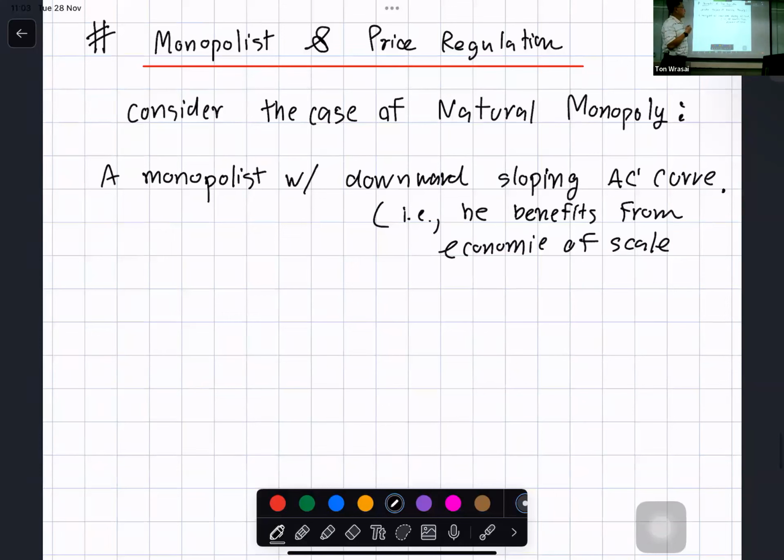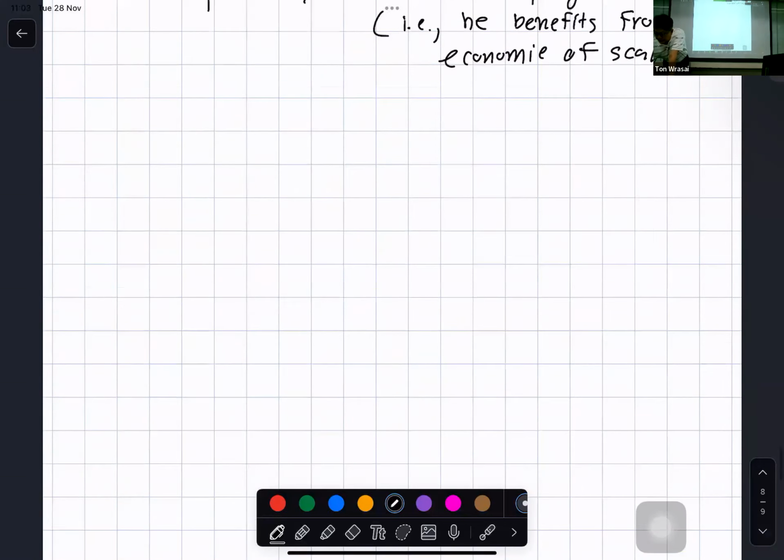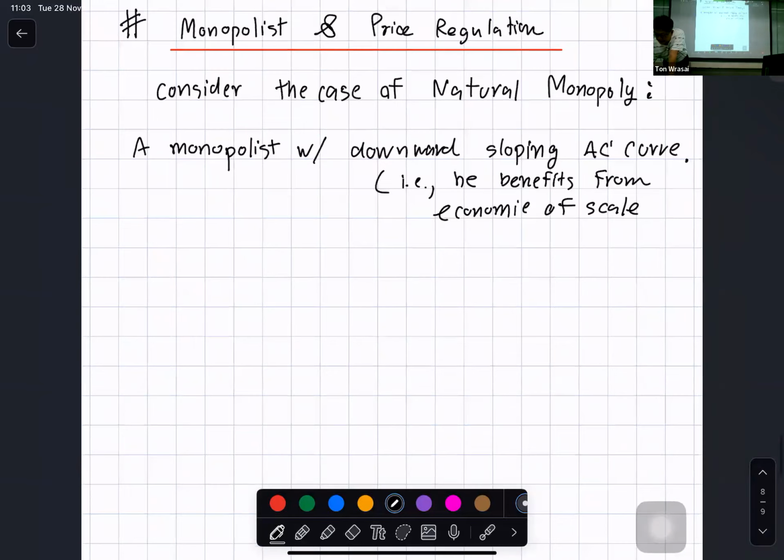Okay, this topic, next issue is about how to regulate the monopolies. We look at the case where the monopolies benefit from economy of scale, which means that as he produces more, cost per unit keeps falling. So let's draw this diagram first for this case.